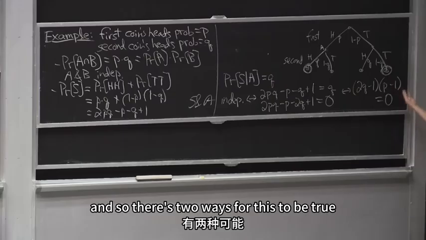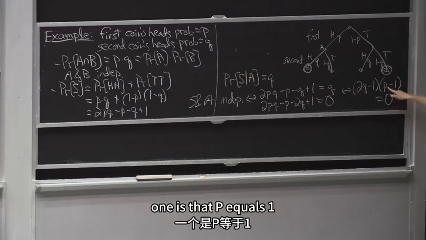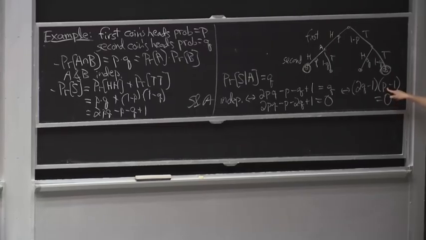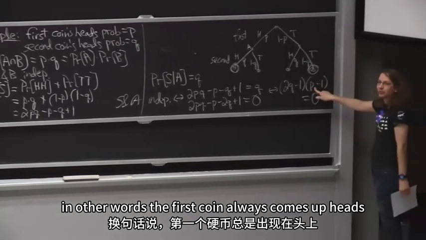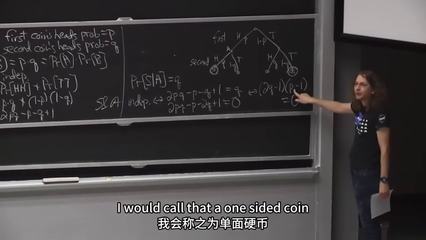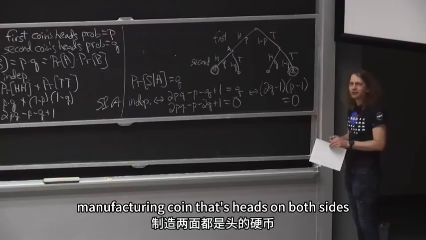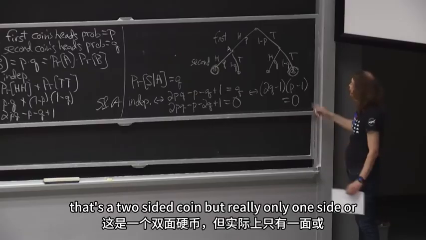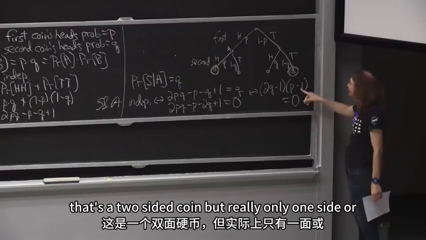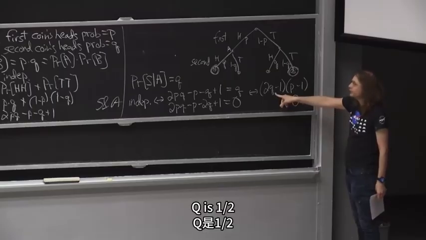And so there's two ways for this to be true. One is that p equals 1. In other words, the first coin always comes up heads. I would call that a one-sided coin. Or you can make them by manufacturing a coin that's heads on both sides. That's a two-sided coin, but really only one side. Or q is a half.